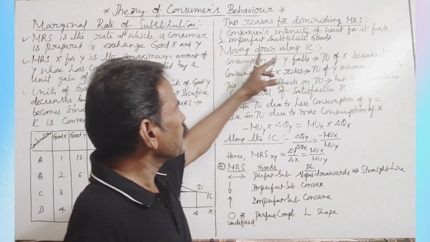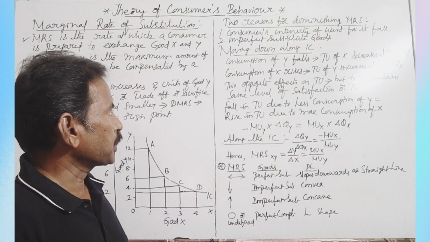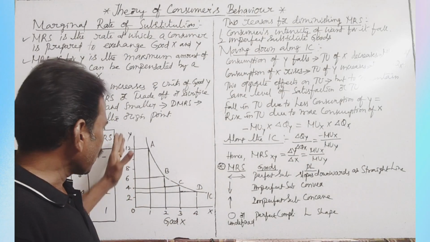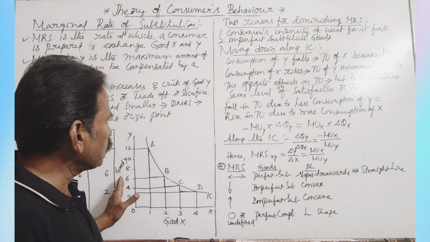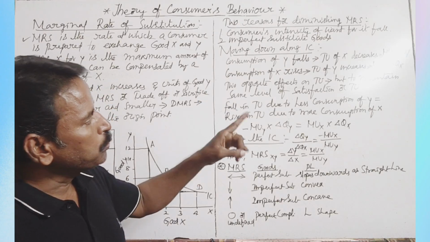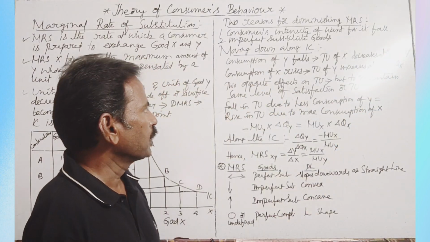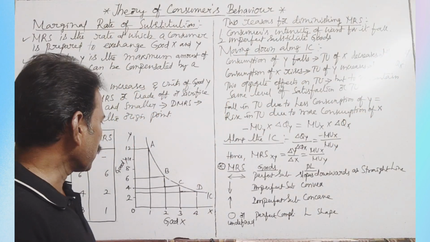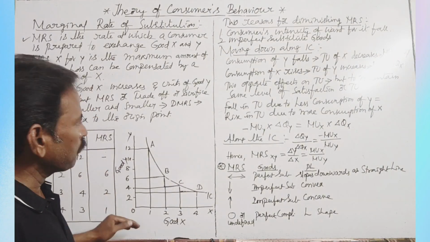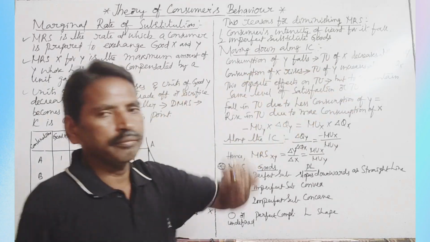Next, moving down along the indifference curve, consumption of Y falls. TU of Y decreases, that is MUY into delta QY. Consumption of Y falls, so total utility decreases by MUY into delta QY.